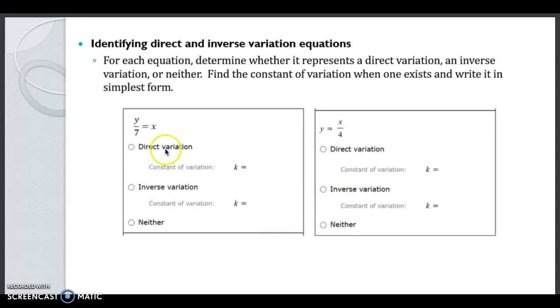Here's some more: y over 7 equals x, and y equals x over 4. But remember, for direct variation I need y equals kx, and for inverse variation I need y equals k divided by x. So for this one, y divided by 7 equals x. Let's multiply by 7, and we get y equals 7 times x. That is direct variation, where k is equal to 7.